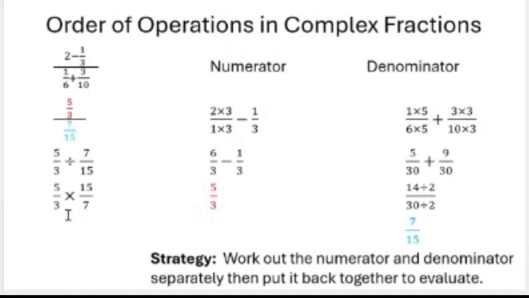So dividing is multiplying by the reciprocal. Multiplication. Now I can look for canceling. Is there anything that comes out of top and bottom? Yes. 3 and 15, right? Both divide by 3. So now that it's multiplication, I can cancel. 15 divided by 3 is 5. 3 divided by 3 is 1. I end up with 25 on the top and 7 on the bottom. 1 times 7. Which as a mixed number is 3 and 4/7.